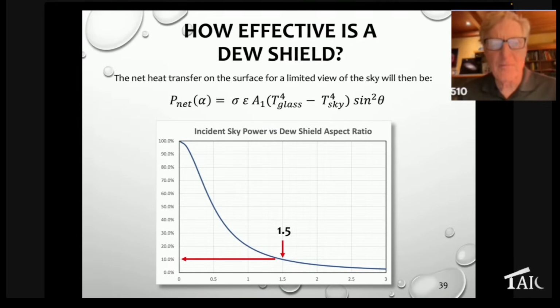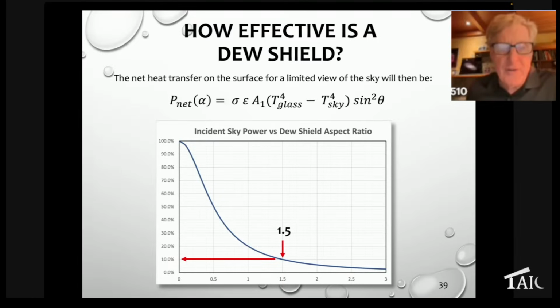So a dew shield is remarkably effective at cutting down the amount of radiative heat exchange that you get with the sky. Obviously, as the dew shield gets more stubby, if it's an aspect ratio of 1, you get twice the amount of power, 20%. So you're only getting down 1/5 the power. If you go twice as long, you get down to almost half, down to about almost 5%.